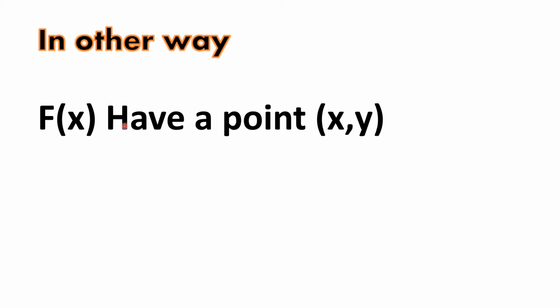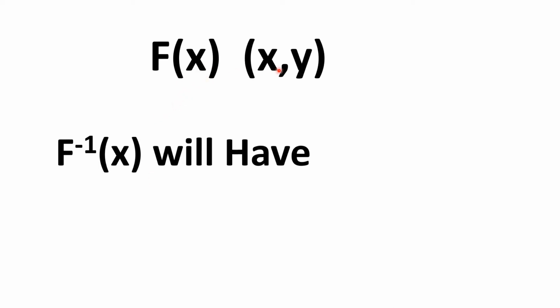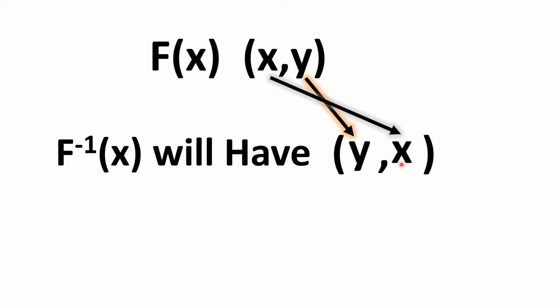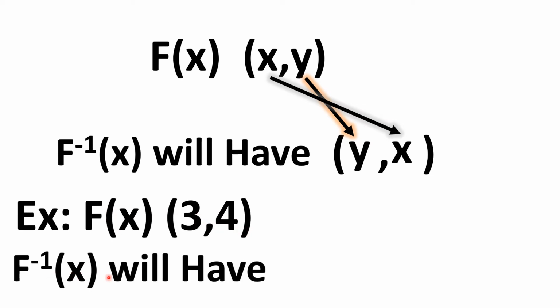In another way, let's say f of x has a point x and y, for example 1 and 2. If we take the inverse of x, we'll have the point y and x, 2 and 1. They replace the domain and range, replace the x and y. Let's say we have f of x and y. The y will be in the x place and the x will be in the y place. f of x equals 3 and 4. If we take the inverse of x, we'll have 4 and 3.